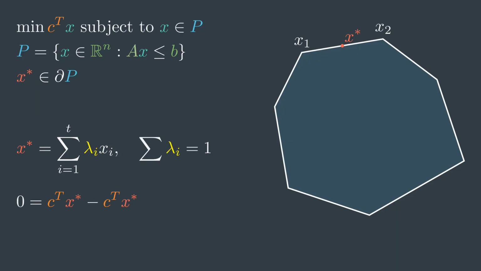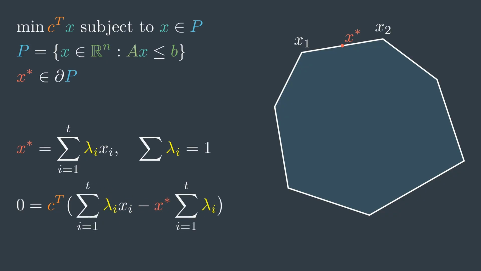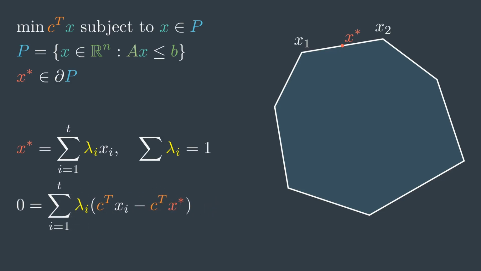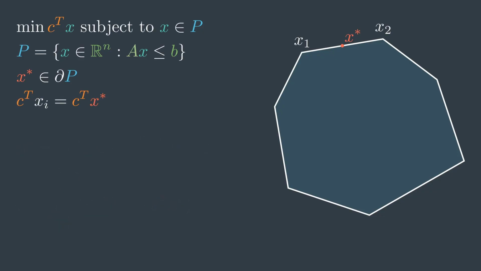Now, observe the following algebraic manipulations. x star can be represented as the convex combination of vertices. And on the right, x star can be multiplied by a fancy form of 1. Rearranging and then multiplying gives the following. Since all the terms which are non-negative sum to 0, each individual term must equal 0. Therefore, c transpose xi must equal c transpose x star, meaning xi, the vertices of the face, are equally as optimal.